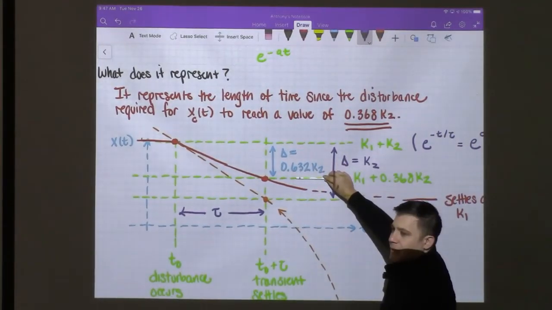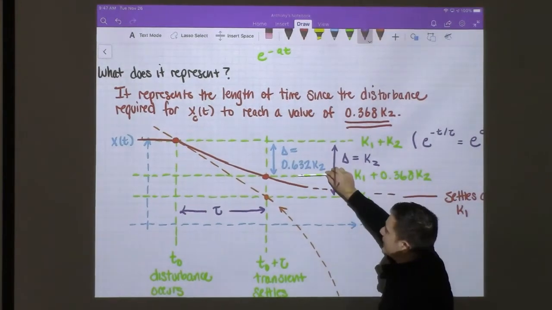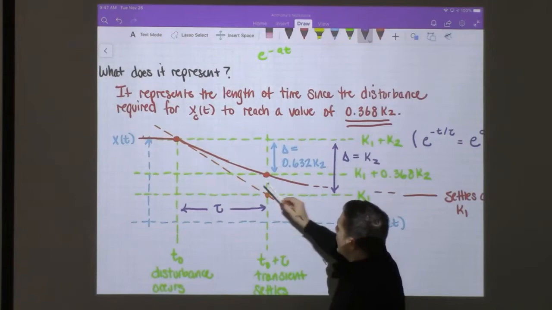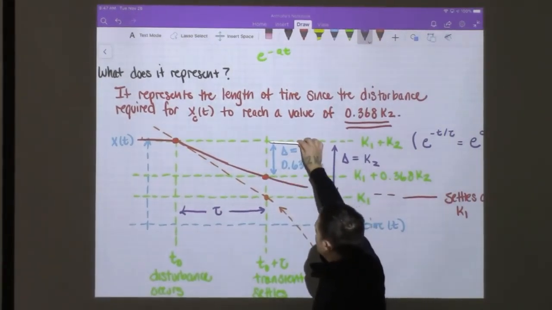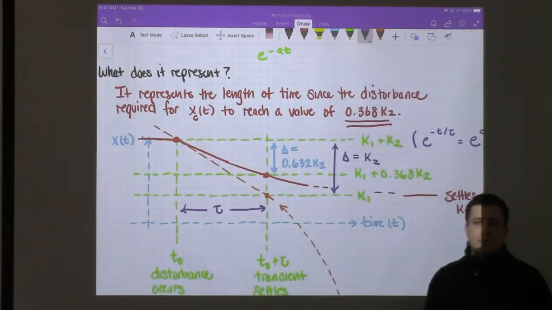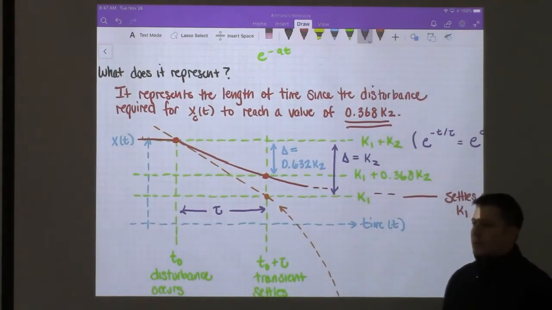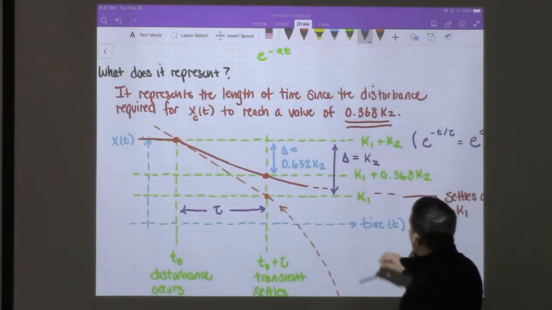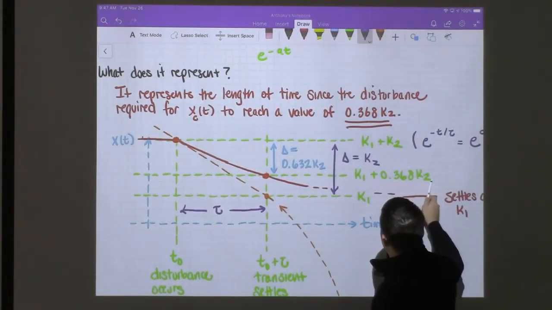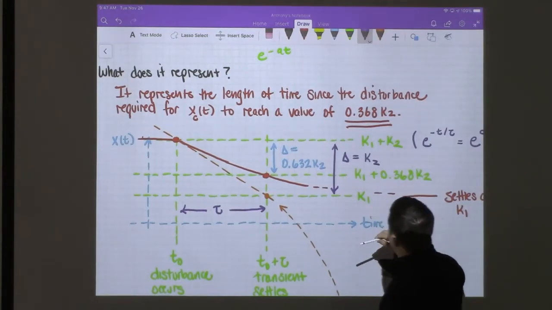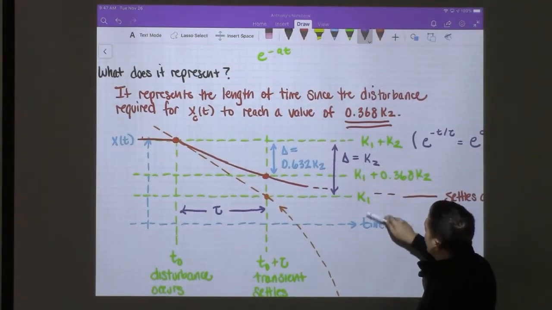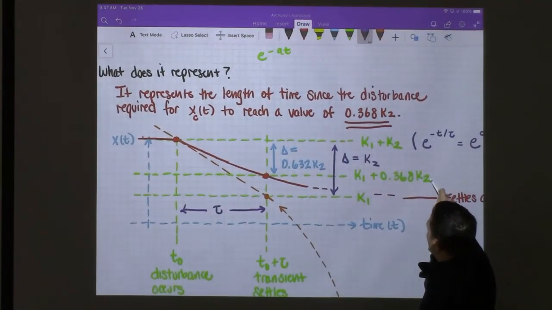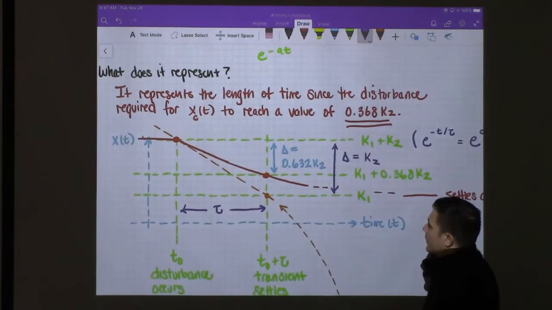And so what is this line? This is labeled, it's 63.2% drop. So what happens is that the tau indicates the point at which we've dropped 63.2% of the total drop that's going to be associated with the transient. What's left is 36.8%. So if you look at the value of this line, it's going to be K1 plus 36.8% of K2, which happens to be the difference between those.